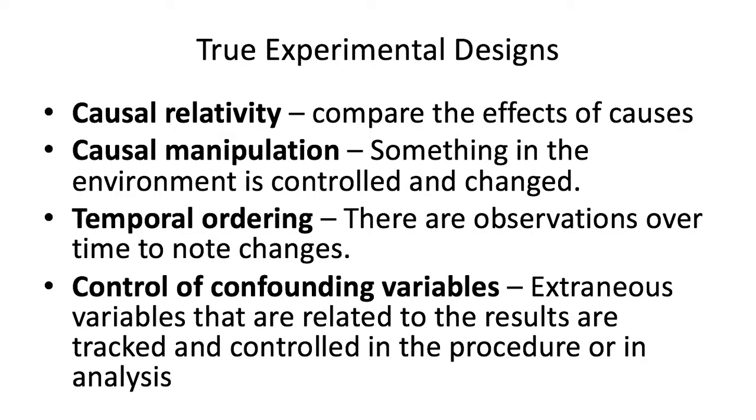So when we think about how the author Creswell talks about this, he talks about these 4 types of qualities. One is causal relativity, meaning that I want to be able to compare the effects of different causes, meaning my manipulations, which is number 2. I need to be able to control something in the environment, and I want to control it really well.